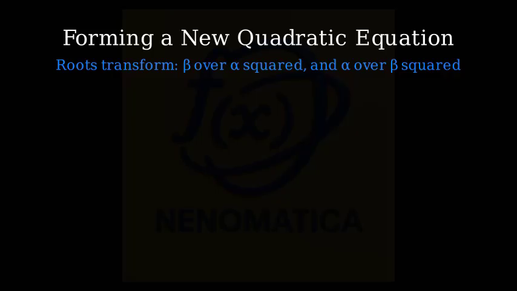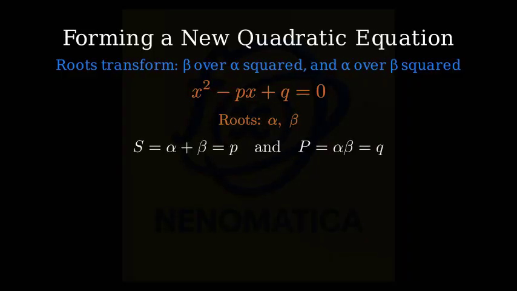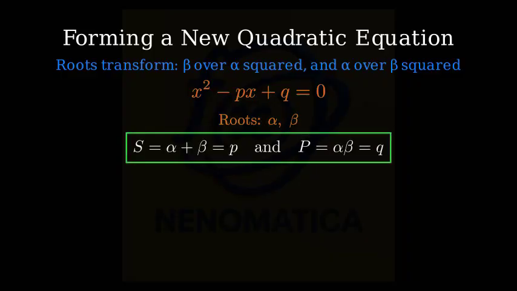Example, form a new quadratic equation from transformed roots. We are given a monic quadratic and 2 new target roots built from the originals. Let's walk through it step by step. Step 1. The given quadratic is x squared minus px plus q equals 0. Its roots are alpha and beta. From Vieta's relations, we know the sum S equals alpha plus beta equals p, and the product P equals alpha beta equals q.